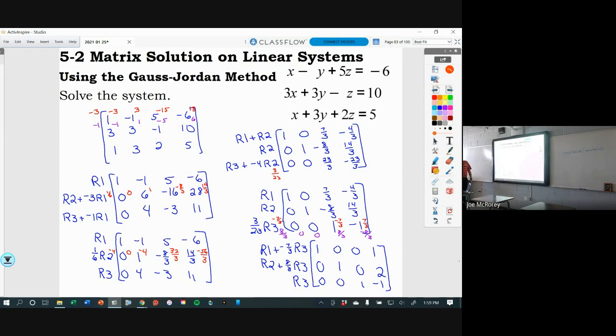What's x? 1, y, 2. 2, z. -1. Let me snapshot this real quick. Why does it do that? Oh my gosh. It covers up the bottom of it.